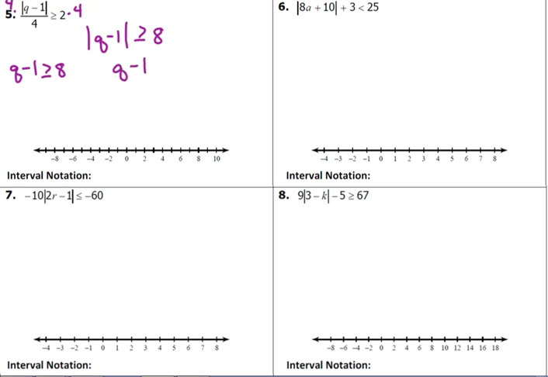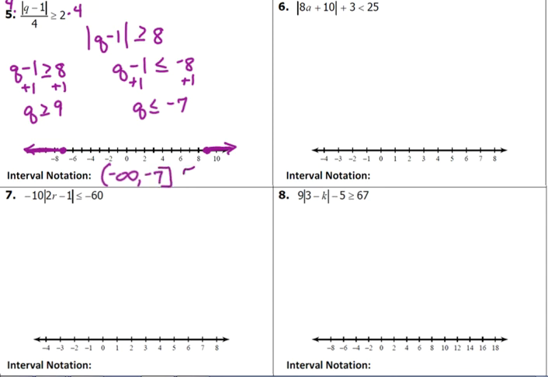Second scenario, KISS. Keep it, switch it, switch it. Simple to solve. Add 1 to both sides. Q is greater than or equal to 9. Add 1. Q is less than or equal to negative 7. We are equal to, so solid to the left. Greater than or equal to 9, solid to the right. So interval notation, negative infinity to negative 7, 9 to positive infinity.